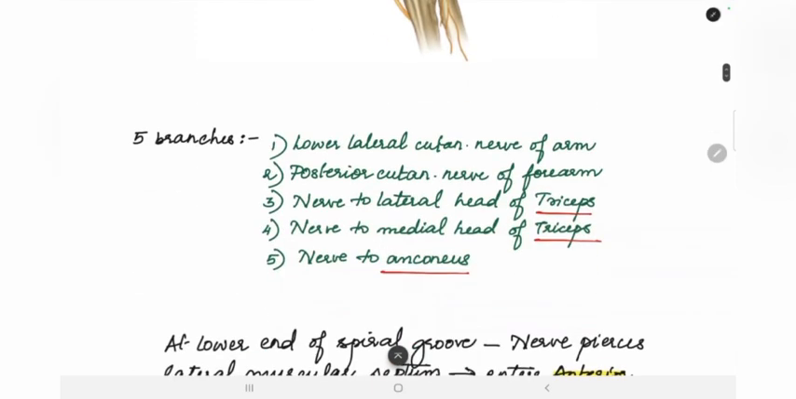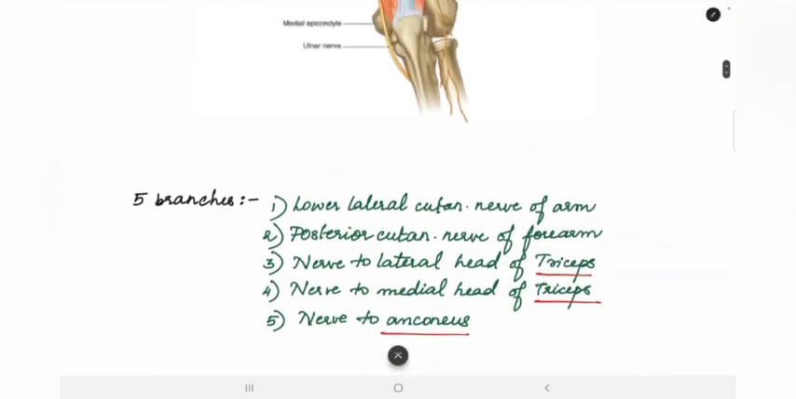In the spiral groove, the radial nerve gives off five branches, two sensory and three motor. The two sensory branches are the lower lateral cutaneous nerve of the arm and the posterior cutaneous nerve of the forearm. And then three motor branches to two muscles. Which are the two muscles? Triceps and anconeus. So it gives a nerve to the lateral head of triceps, to the medial head of triceps, and a nerve to anconeus.